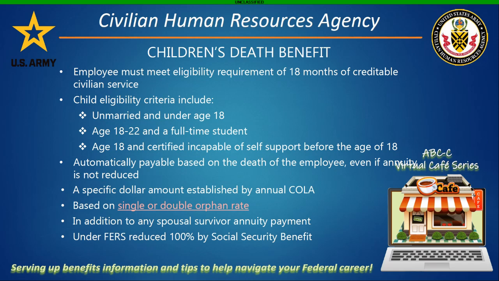$1,905 per month divided amongst the eligible children if the number of eligible children is over 3. So they divide that amongst them. And then you have the double orphan rate, which is when the surviving child has no living parent married to the employee or annuitant. The benefit for that double orphan rate is the lesser of $763 per month per child, or $2,289 per month divided among the number of eligible children. Again, that's when the number of eligible children is over 3.